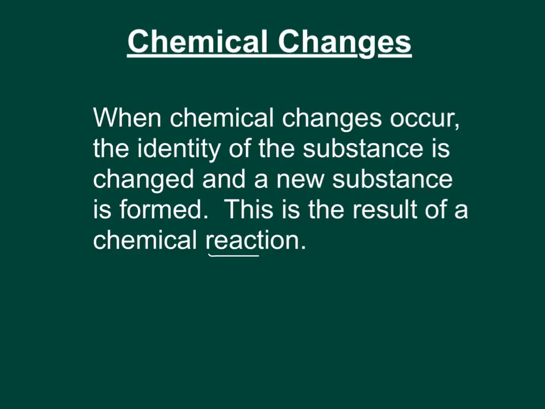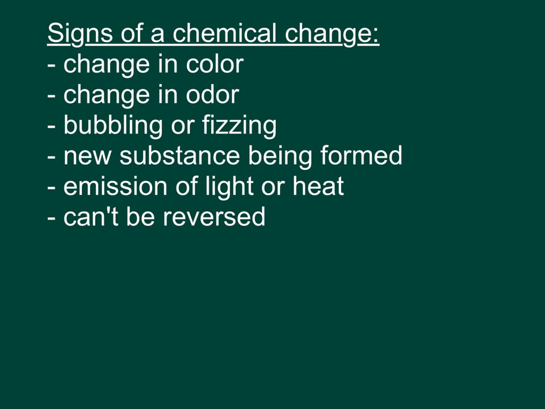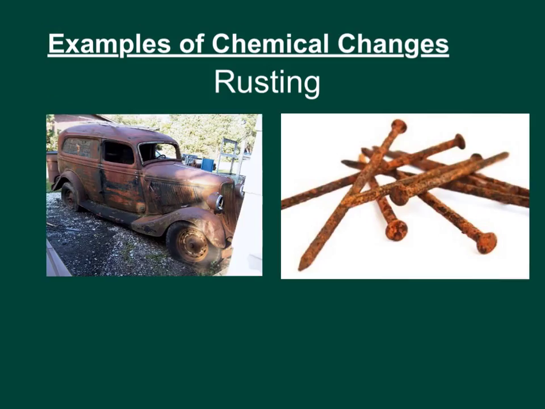There are several signs or things to look for when you're trying to determine whether or not a change is chemical. These signs include a change in color, a change in odor, any bubbling or fizzing you might see, if a new substance is being formed, if there's an emission of light or heat, and if the reaction cannot be reversed. One example of a chemical change is rusting.